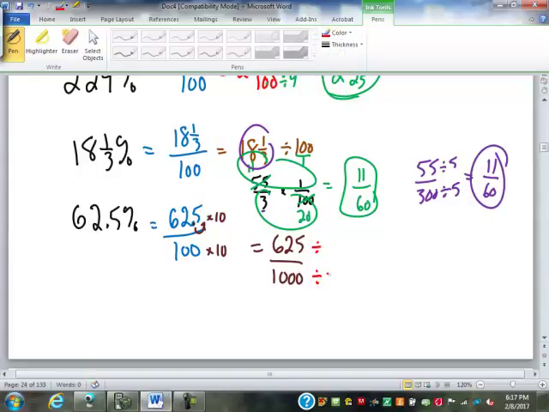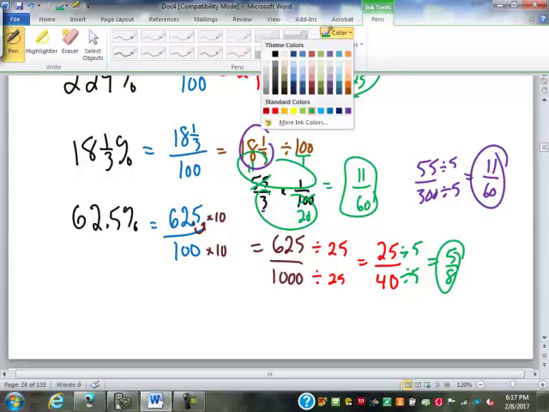Both of those can be reduced by 25. If we divide by 25, 625 divided by 25 is 25. 1,000 divided by 25 is 40. And then divide by 5. We get 5 eighths. 5 out of 8.